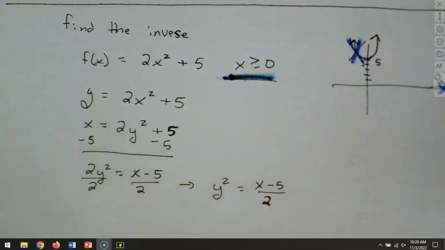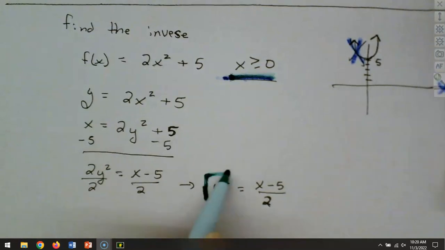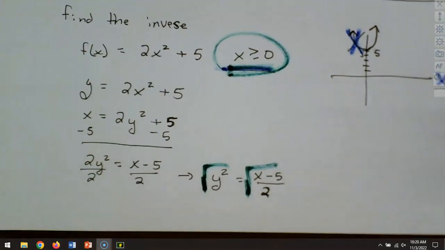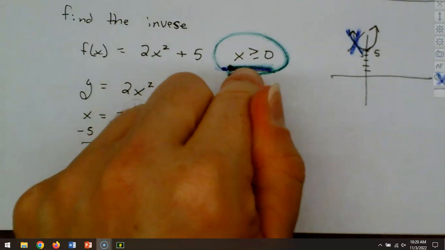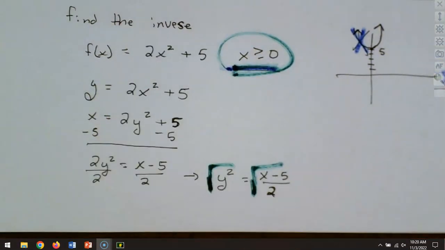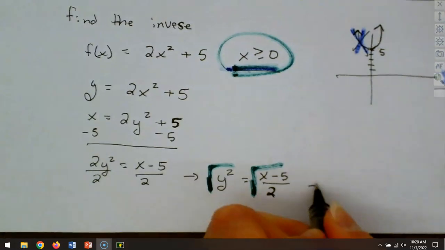How do we get rid of a square? To get rid of a square, we take a square root. Now, we don't have to worry about the plus or minus because of that, right? Normally, you would have a plus or minus, and that's why it would have no inverse. But because we know it's only half of the picture, because this is greater than 0, we don't have to worry about the plus or minus, so we don't have to deal with that.